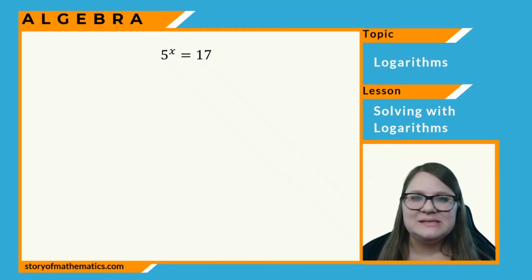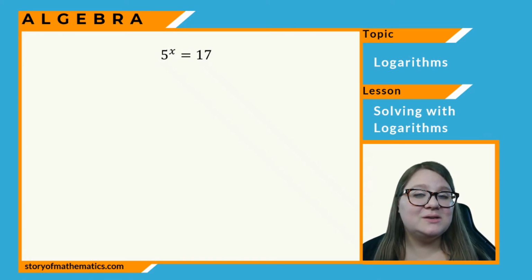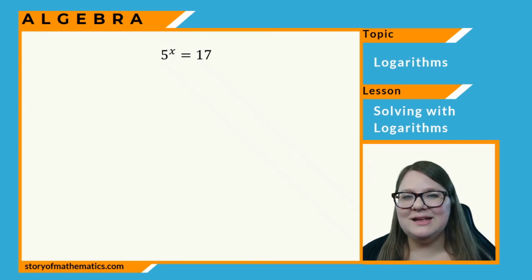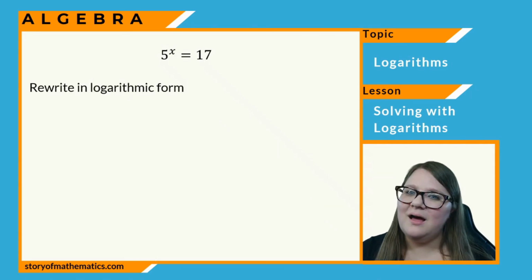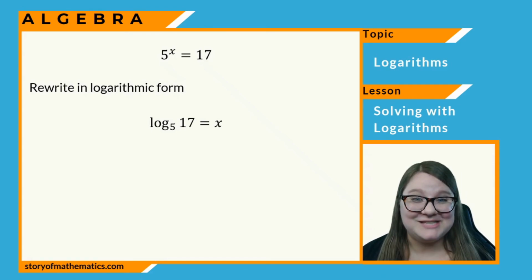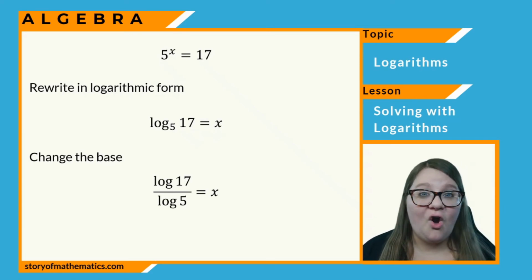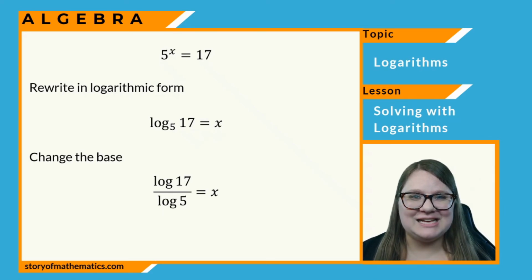And that's one of the beauties of this strategy. You're going to get the correct answer even if it's not a whole number. So we're going to rewrite it in logarithmic form. So log base 5 of 17 equals x. Then we're going to change that base. So log of 17 over log of 5 equals x.